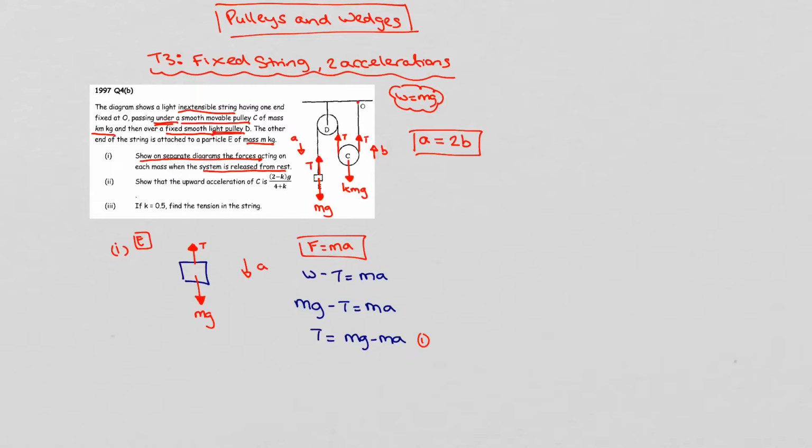So we're then going to do the separate diagram for C, and C is our pulley, which then has the forces acting up on either side, which is our tension on either side. And we then have the weight acting down, which is kmg.